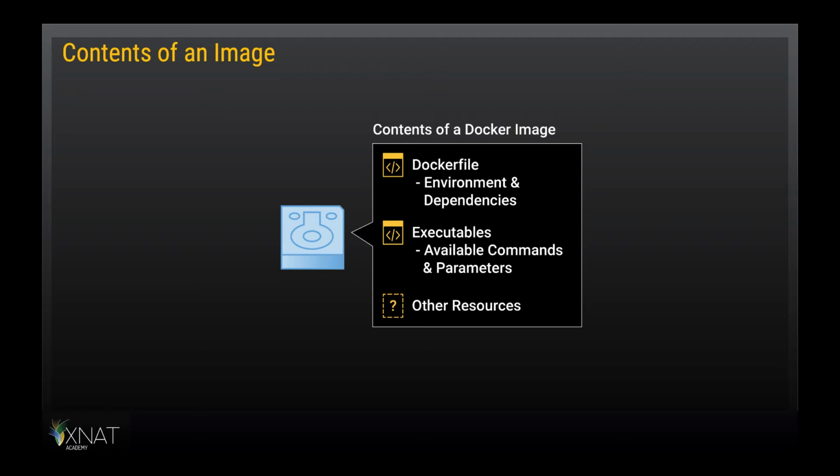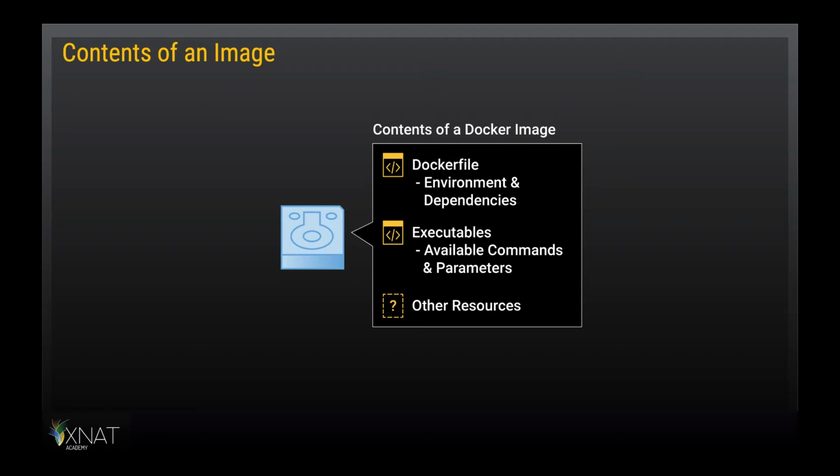And then you have executables. So this would be the Python script as an example, or some other executable that will run the command that you want to run. And that executable will have parameters that you can set, etc. And there may be other resources as well. The Docker image is a machine image. It can hold all kinds of different resources as needed.